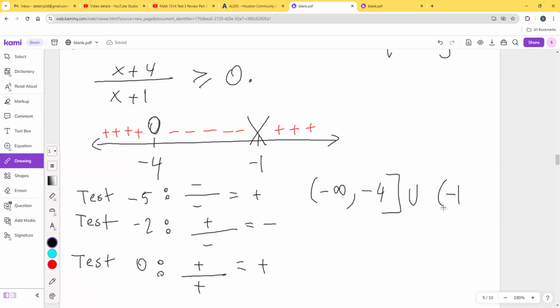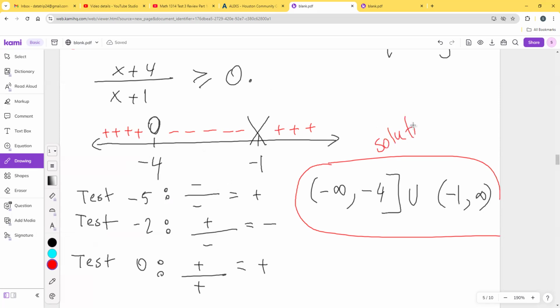-1 is parenthesis or a bracket? Parentheses because this makes us undefined, comma, infinity. Infinities are always parentheses, and this will be the solution for this question for the rational inequality problem. Any questions, guys, for this one?